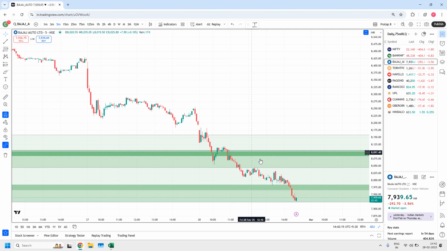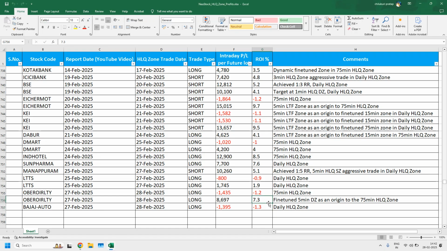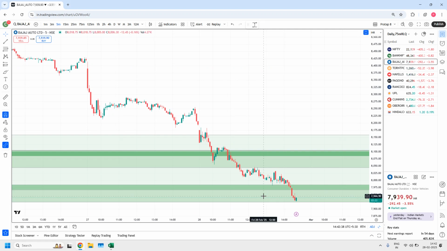But see, if you had been afraid by seeing the market 400 points down today, we would not have got a good trade from Oberoi Realty, right? Despite the fact the market is very down today, Oberoi Realty still gave 7.3% ROI. That too, it gave the return in 10 minutes. That is what you should understand. When the market is sharply falling, with the same sharpness we will also get profits sometimes, especially in high liquidity zones.